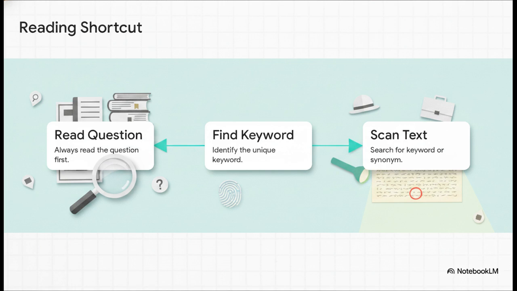Step 1, always read the question first. Step 2, find the unique keyword in that specific question. And step 3, scan the text looking only for that keyword, or maybe a synonym of it. Remember, you're a detective hunting for clues. You're not a casual reader kicking back with a novel.